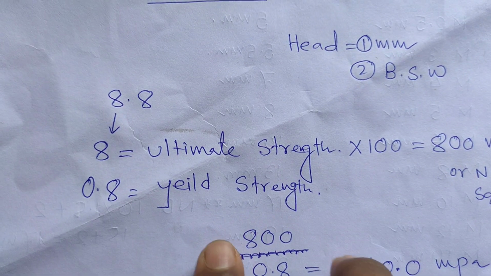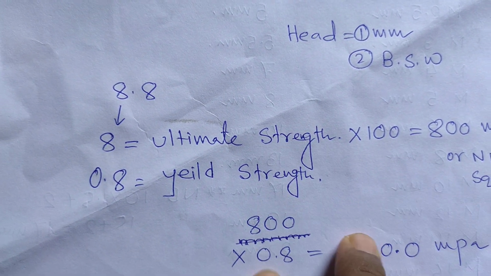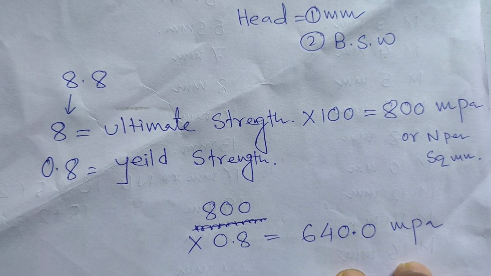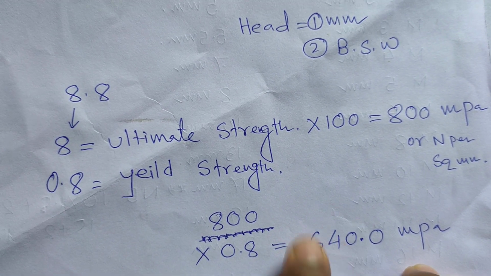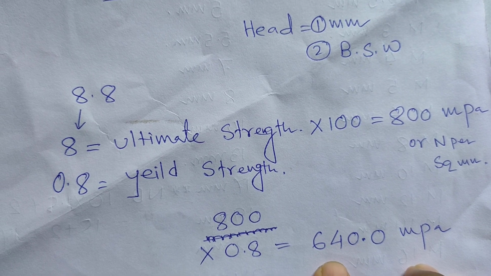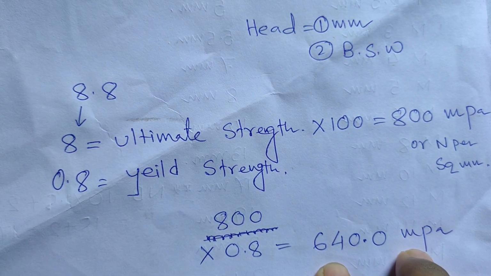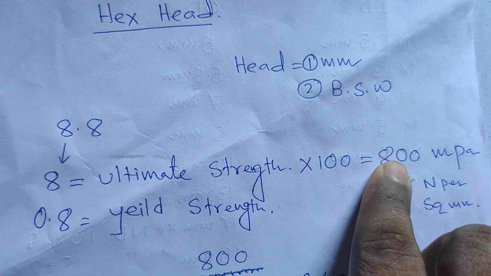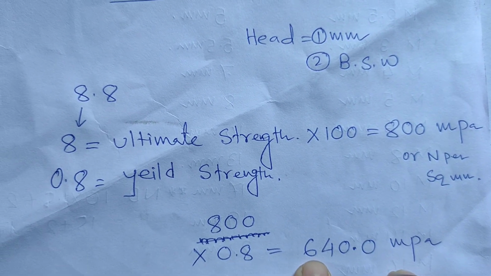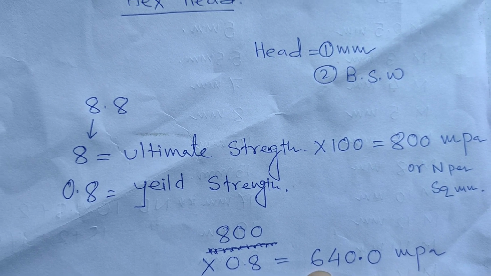So what is 0.8? If you multiply it with the 800, the ultimate strength, you will get 640 megapascal. What is this 640 megapascal? This 640 megapascal is the yield strength of the nut. That is mentioned here as 8.8, and you get the knowledge that 800 is the maximum or ultimate strength and 640 is the yield strength, the strength up to which it can sustain.